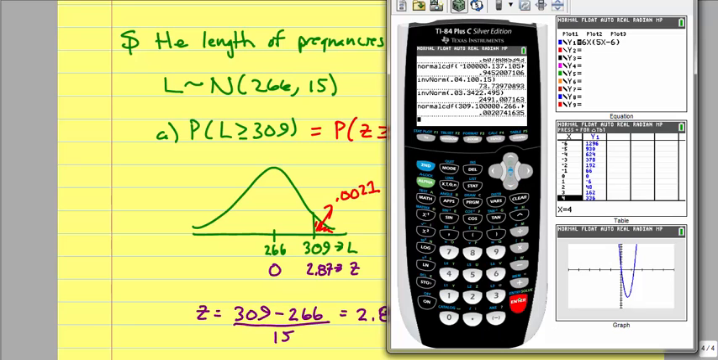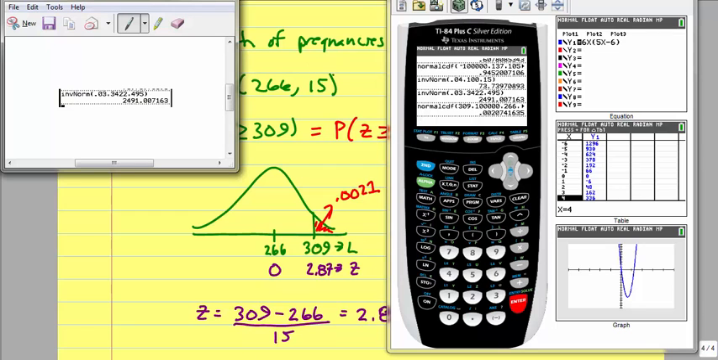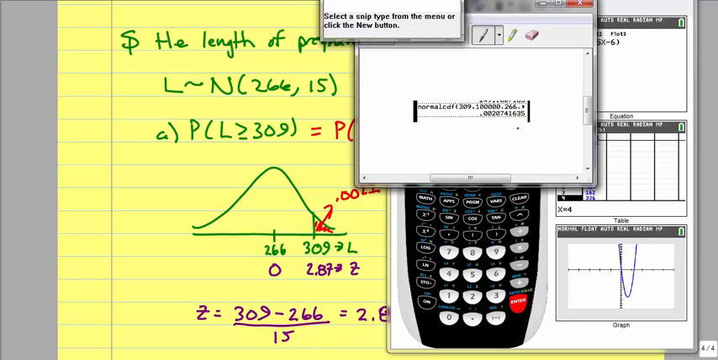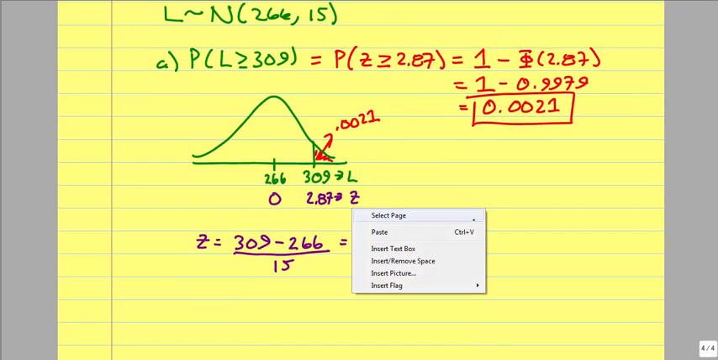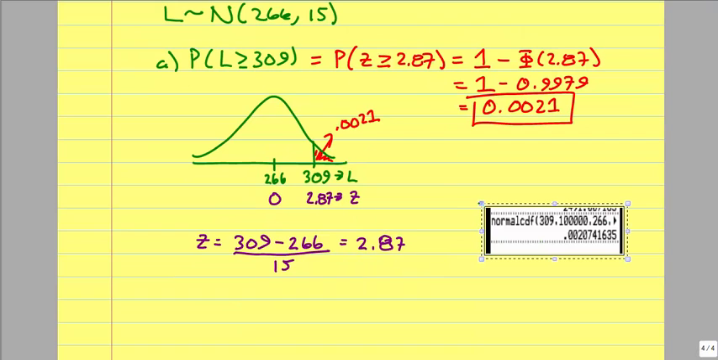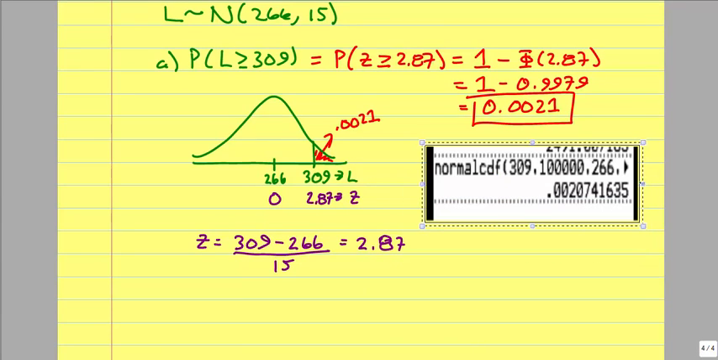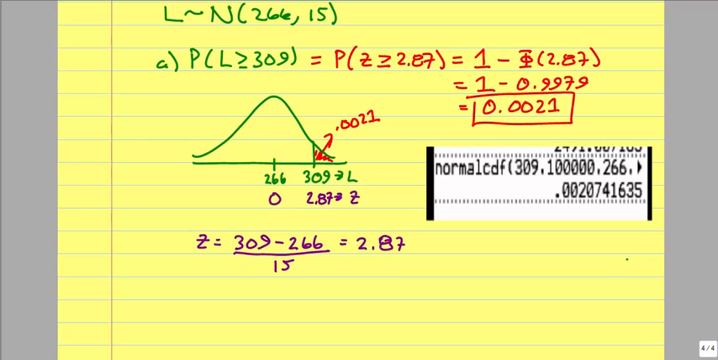Okay, so putting all of this in, let's go ahead and see how it compares. What this is telling me is that the probability is 0.00207. So it's very, very close to what we have as well. Comparison-wise, this would be 0.002, and then the 7 would round the 0 to a 1, so 0.0021. So that is part A.